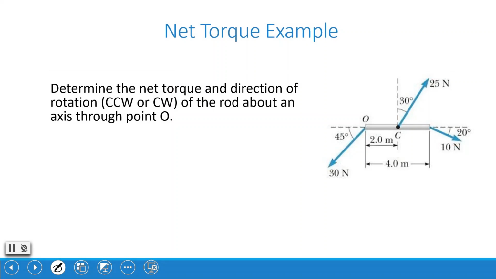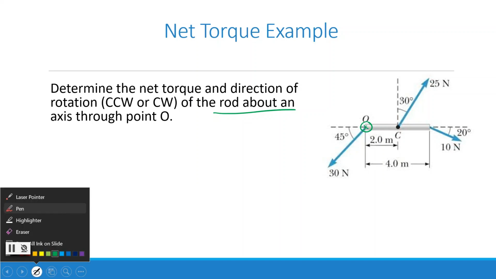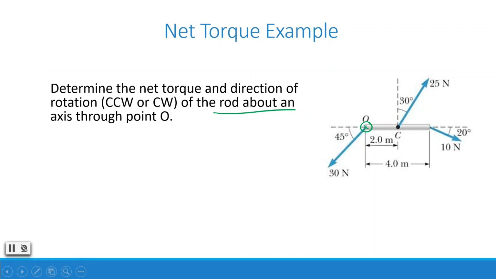So here's an example of how we could calculate net torque. We have 3 different forces acting on a rod. We're going to assume that the axis of rotation is through point O, and we want to find the torque. Basically, the first thing I do is figure out which torques are positive and negative.